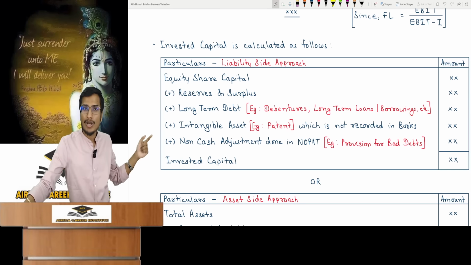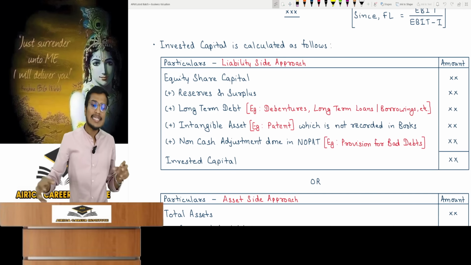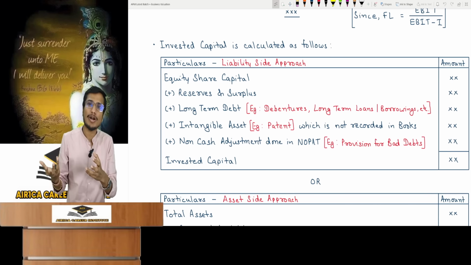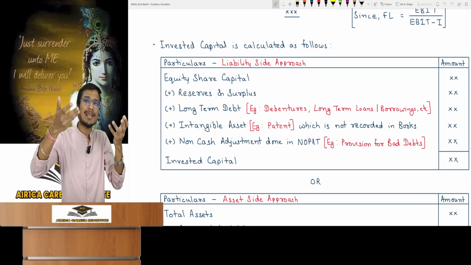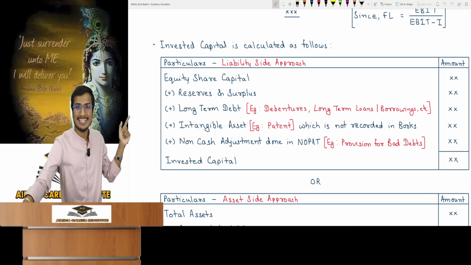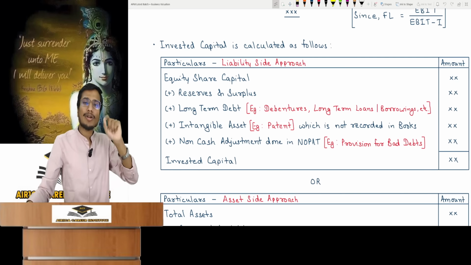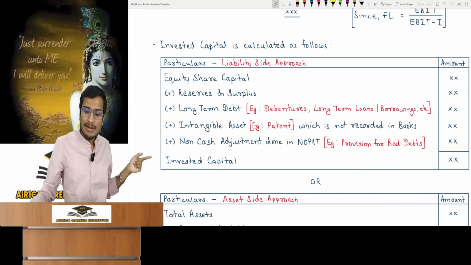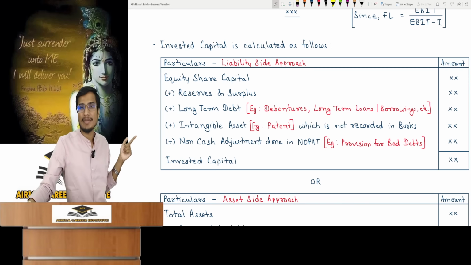You have to make 2 adjustments if available. First, intangible assets, meaning patents if they are not recorded in the books. If unrecorded, their inclusion would increase total assets and capital employed, since it's total assets minus current liabilities. We added that. Besides this, non-cash NOPAT adjustments, for example, bad debt provisions, must also be added here.